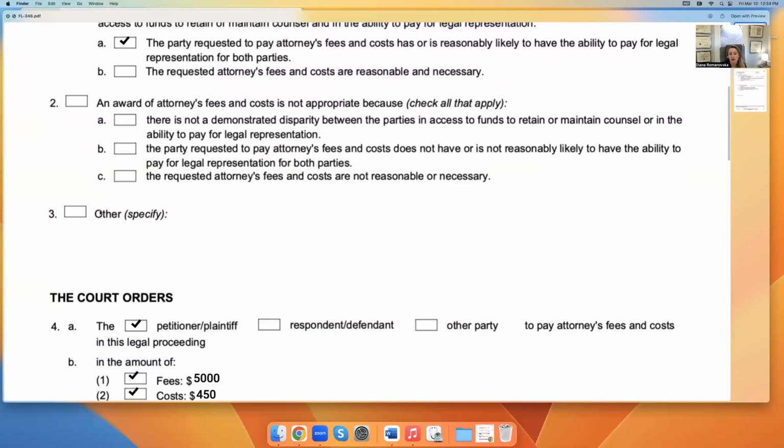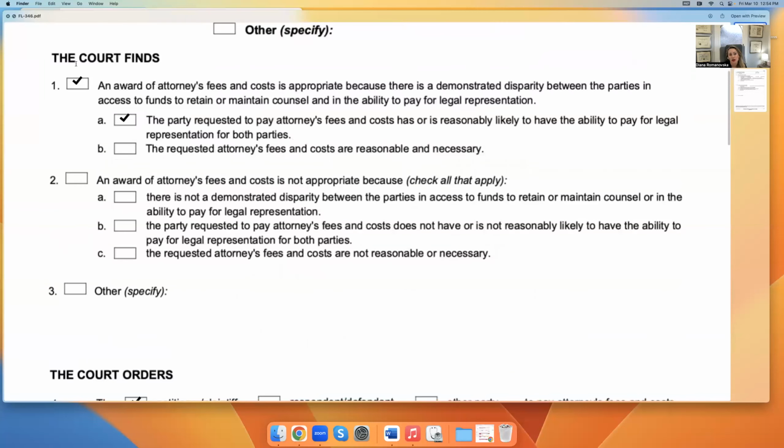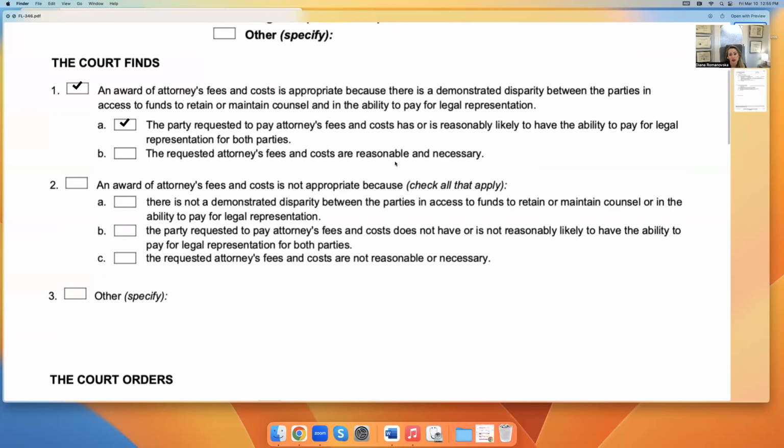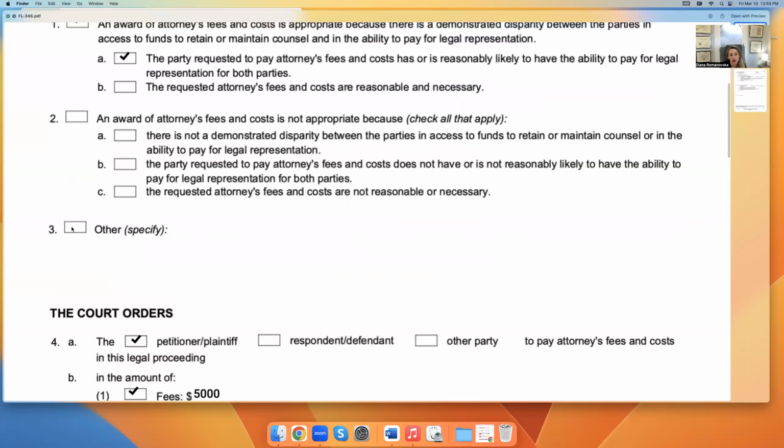Now, if you have an agreement, that's the time to check off other. You say by agreement, petitioner owes respondent, or vice versa, X amount of attorney's fees. And then you can use the language to make it even more enforceable by saying, because there is a disparity in access or disparity in ability to pay for legal fees, and requested, or awarded, or agreed upon attorney's fees are reasonable and necessary. So you would then check it off here.